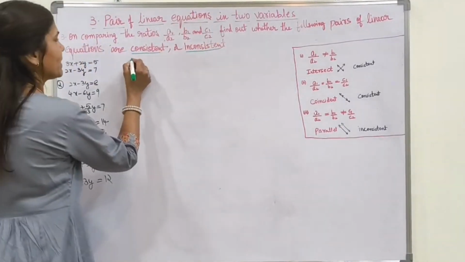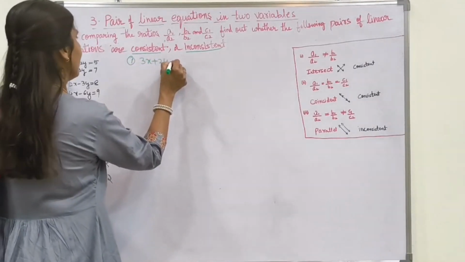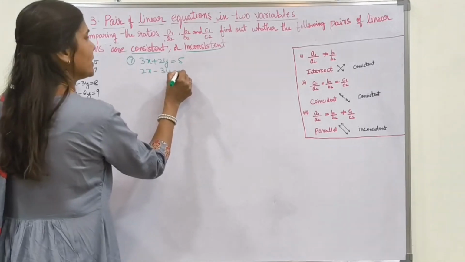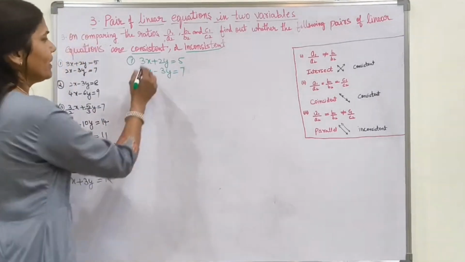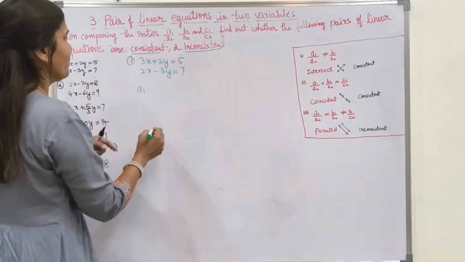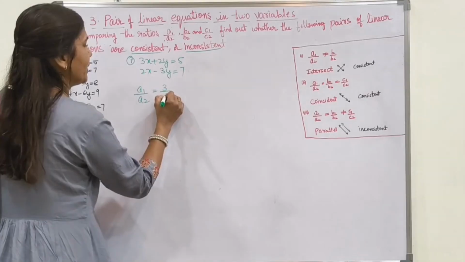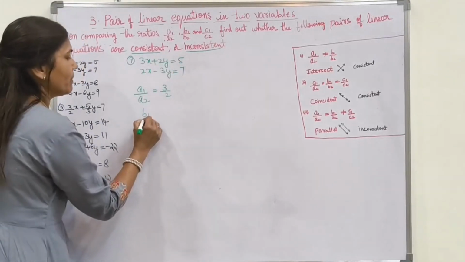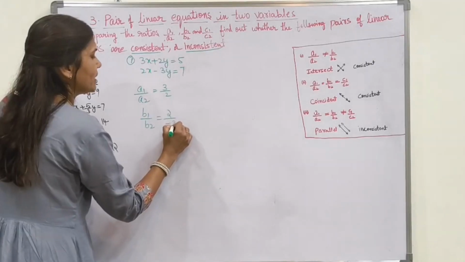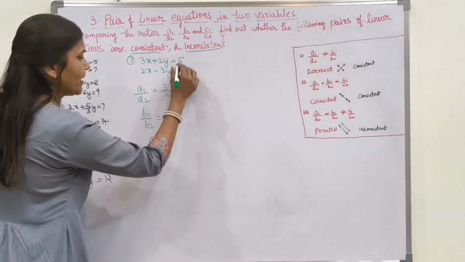What is the first sum? See here, 3x plus 2y is equal to 5. Next, 2x minus 3y is equal to 7. Now see here, first A1, A2, B1, B2, C1, C2. A1 by A2 is equal to 3 by 2. Next we will do B1 by B2. B1 by B2 means 2 by minus 3. Next, C1 by C2, which is 5 by 7.